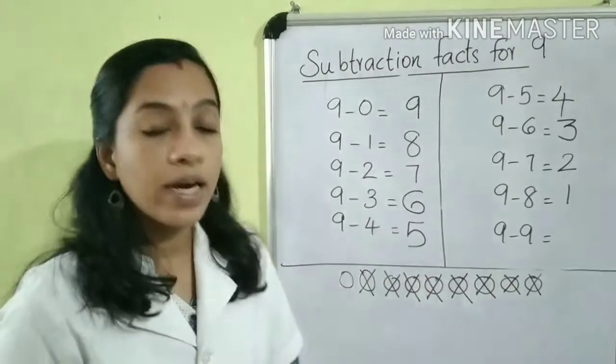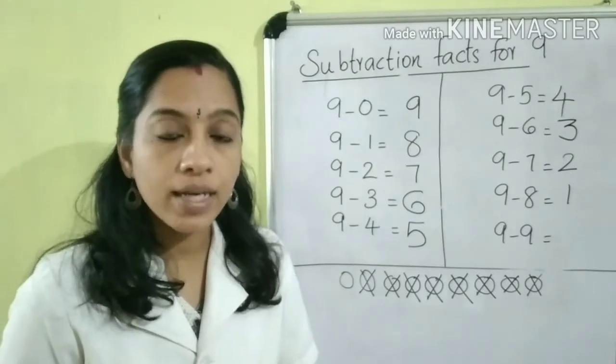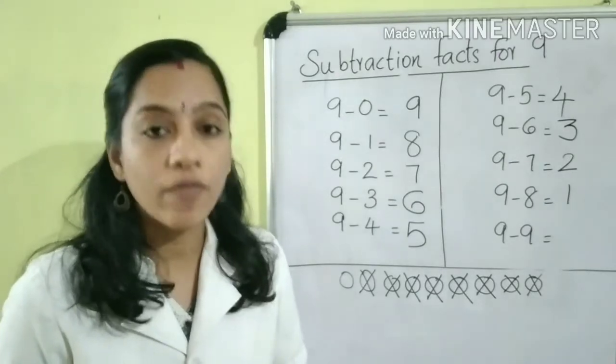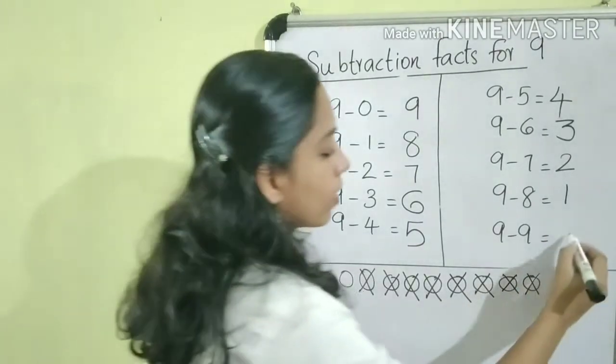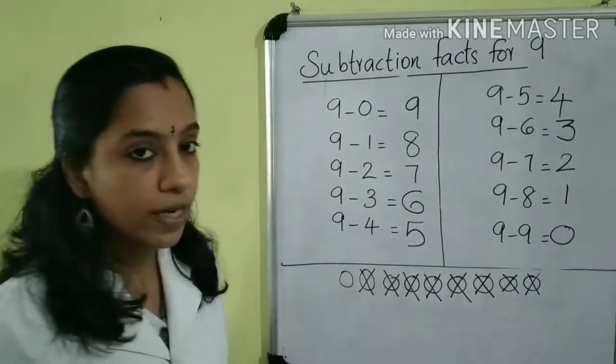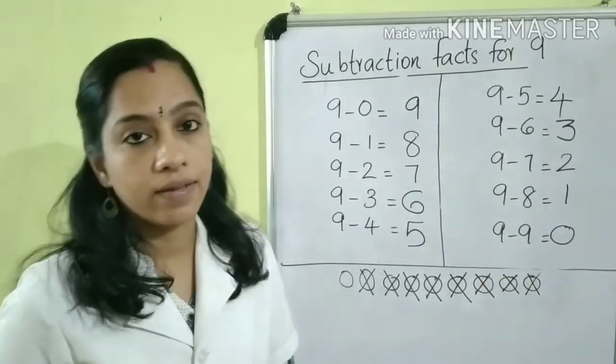Then the last one, 9 minus 9. We know if any number is subtracted from itself, what will be the answer? The answer is 0. So here we can write 0. So children, these are the subtraction facts for the number 9.